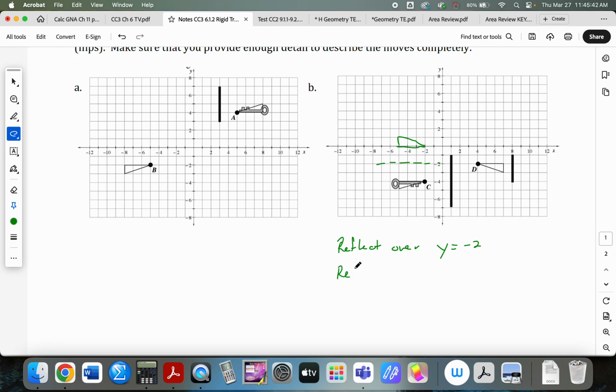Then I reflected at x = 1. Okay, so reflect over x equals 1. That's 1, 2, 3 away, so it'll be 1, 2, 3 to the other side, and it'll be the mirror image. Yep, then I reflected it over y = -1. So reflect over y equals -1, which is here. That's kind of cool. You did it with 3 different reflections. Good job.